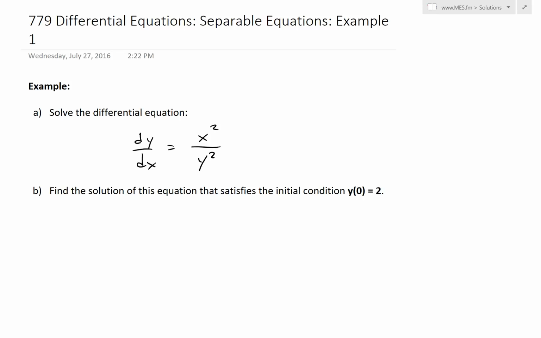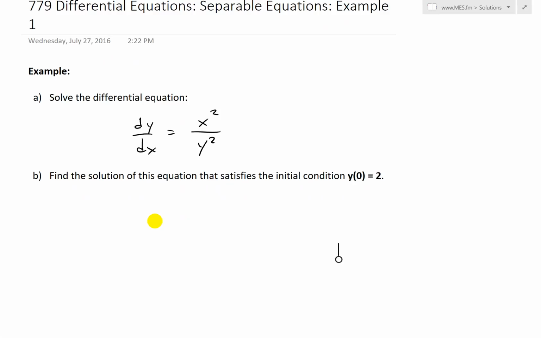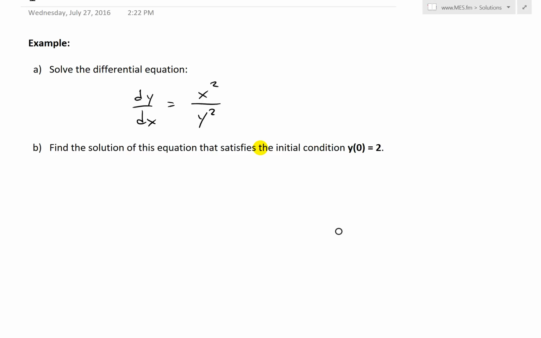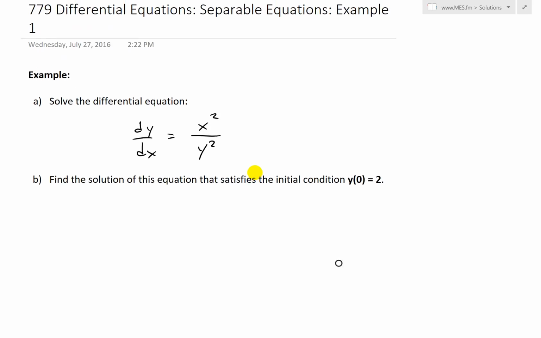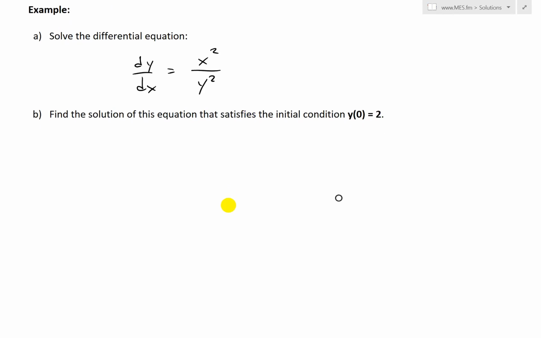Let's discuss further differential equations, and I'll look at an example in the separable equations video series. Solve this example here, which states part A: solve the differential equation dy over dx equals x squared divided by y squared. And again, this is in the form of a separable equation that we can solve, as I explained in my earlier video, so make sure to watch that in the video link below.